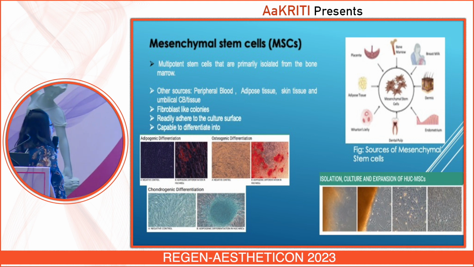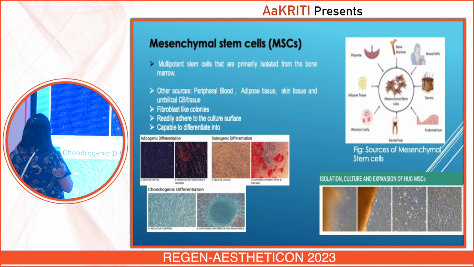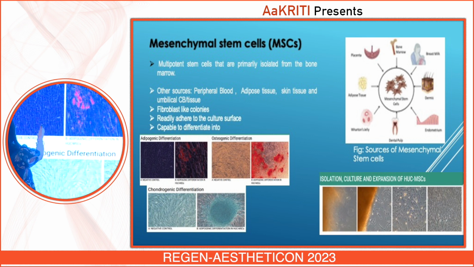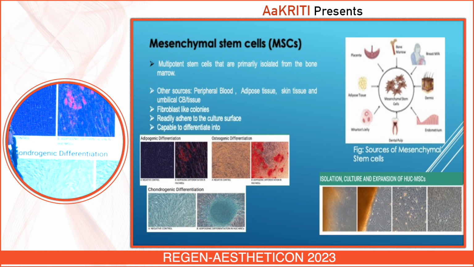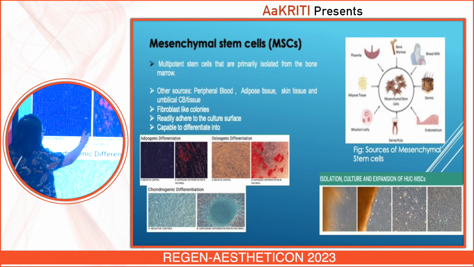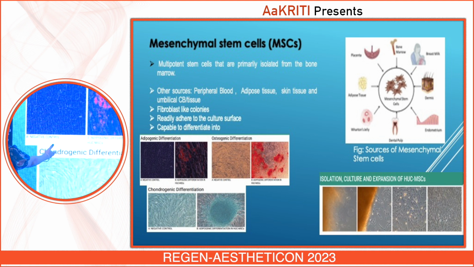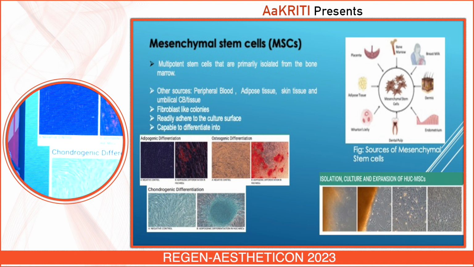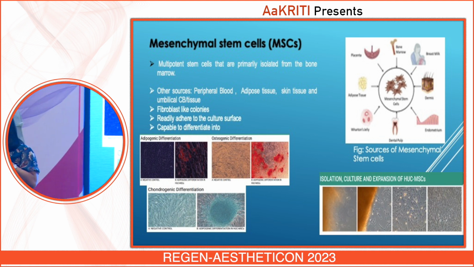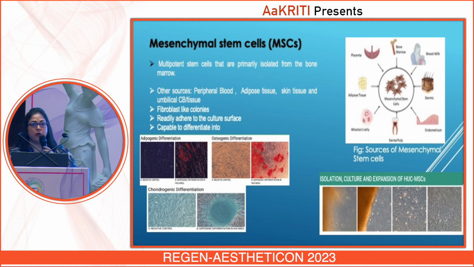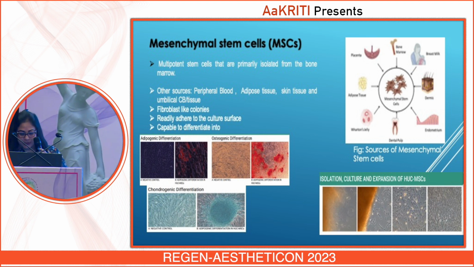That means it can differentiate into other cells, like fat cells. This is differentiation into fat cells, bone cells, or cartilage-like cells. So these are the important properties of the mesenchymal stem cell. You have to look at them before usage of these stem cells.